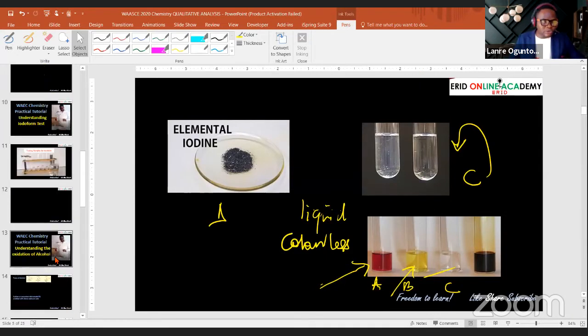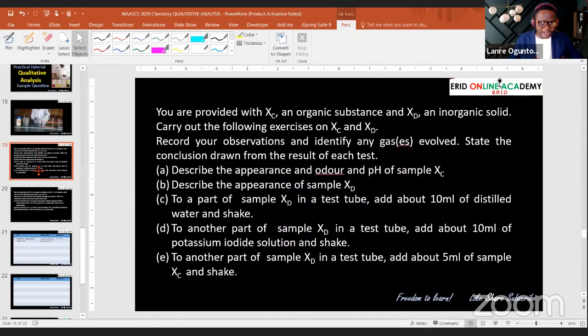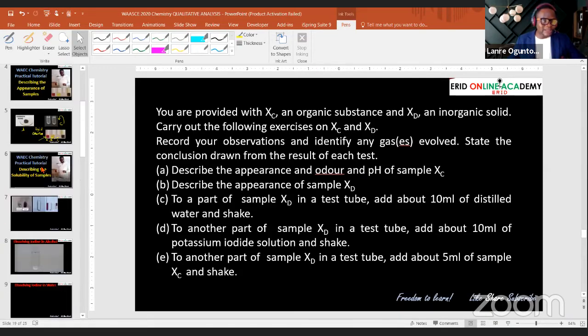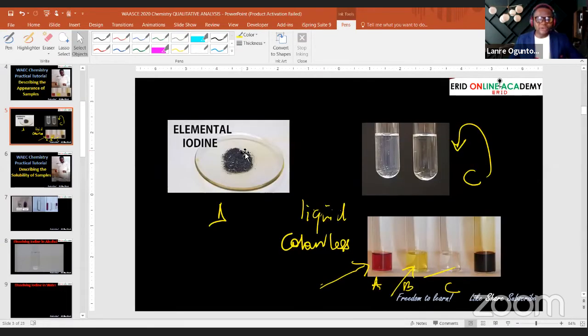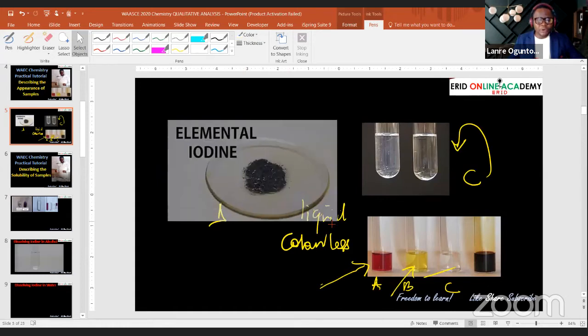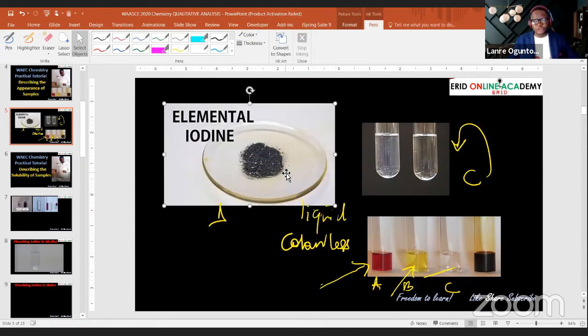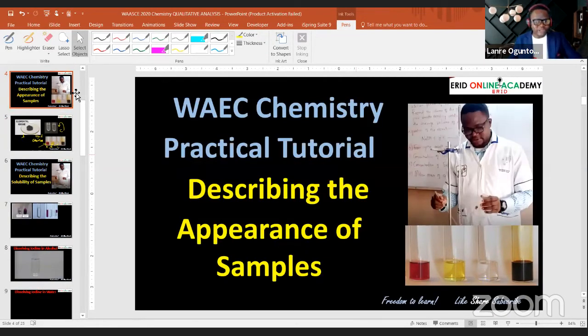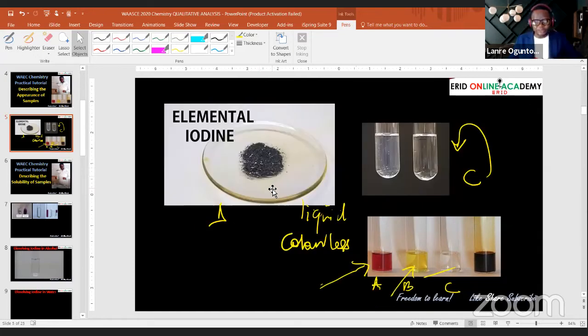Okay, so we are going to move on to B. The B part says describe the appearance of sample D. Let's look at this sample D. You are given this sample on your table in the laboratory. You have your table set up for your experiment in the laboratory and you are given this particular sample. Can somebody describe this sample to me? Someone, what does it look like?